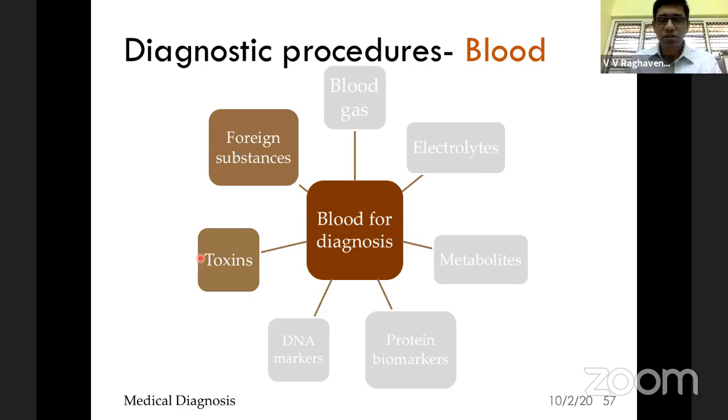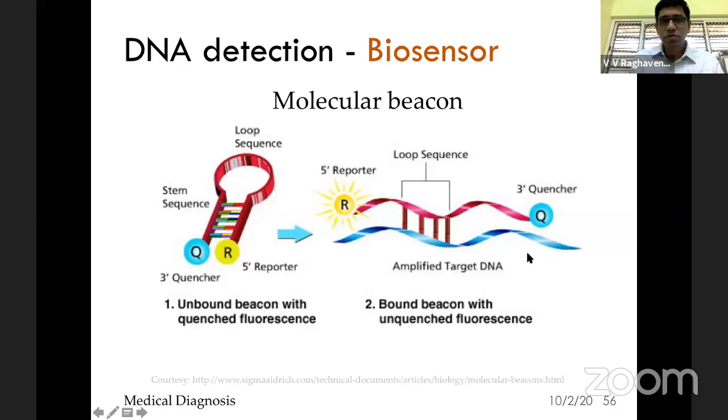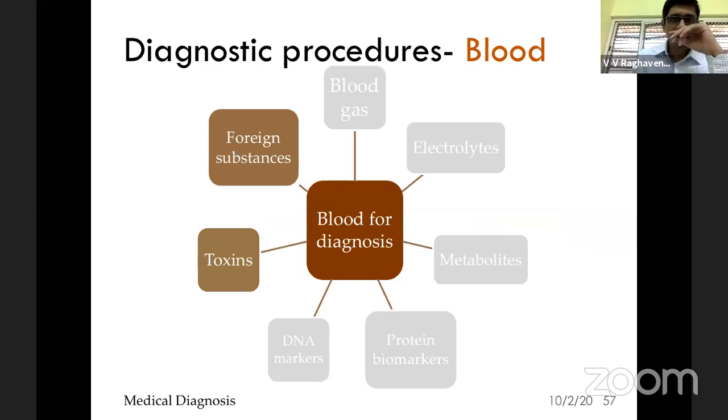Of course, toxins and foreign substances, you are very much aware of it. But one of the most important problems we have is that when it comes to blood gases, electrolytes or metabolites, the concentrations of the analyte are at least in the micromolar range. Did you get my point?